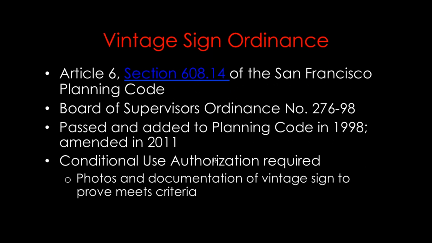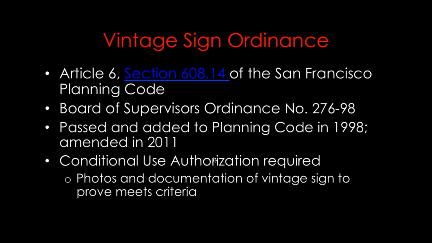So I'm going to get a little bit technical and dive right into the ordinance itself. Just to give some background information, the Vintage Sign Ordinance was initially passed by the Board of Supervisors in 1998 and was then added to the Planning Code. It was originally added as a process for designating historic sign districts. However, this was amended by the Board of Supervisors in 2011 to become what it is today, where it's actually a process of designating individual signs as vintage signs.